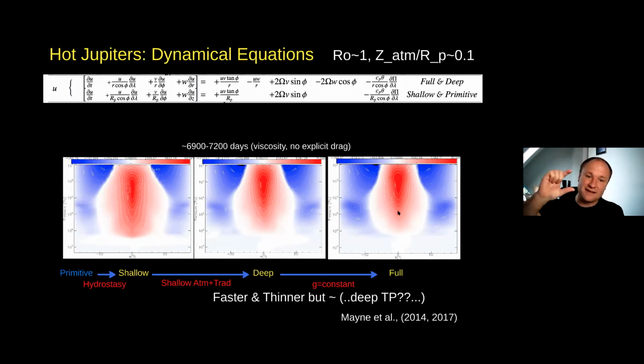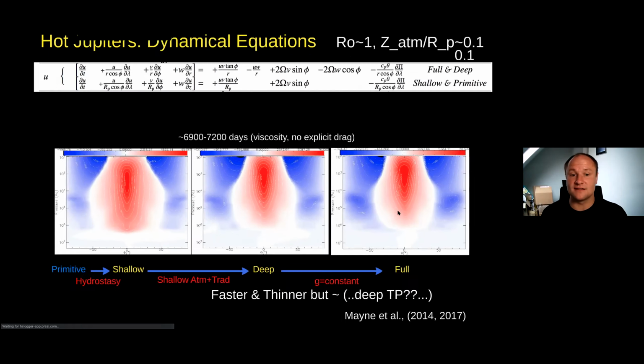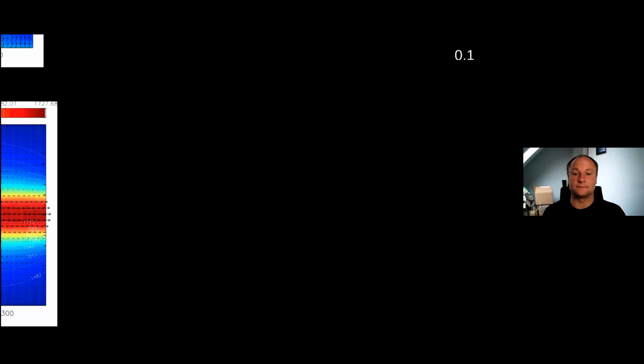And on reflection, we realized that although the atmosphere is deep, the radius of the planet is so huge that it's still effectively a thin layer. So actually the primitive equations are a fairly good approximation for these simulated results of a hot Jupiter.